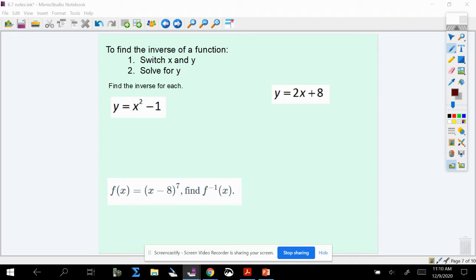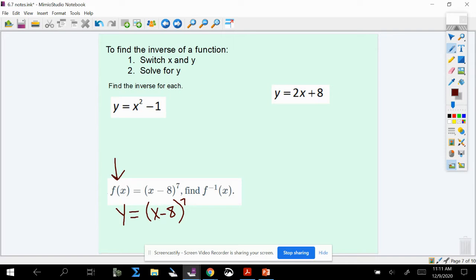Now, I do want to make one notation. A lot of times in Delta Math, instead of writing y equals, they're going to write f of x equals. You can very quickly put that into y equals notation because y and f of x mean the same thing. So I'll make that disclaimer first. Once you have that, your first step is going to be to switch the x's and the y's, because that's what we know about inverses.